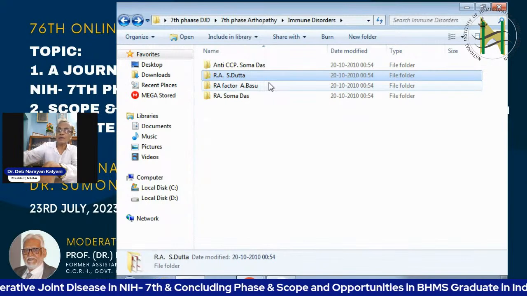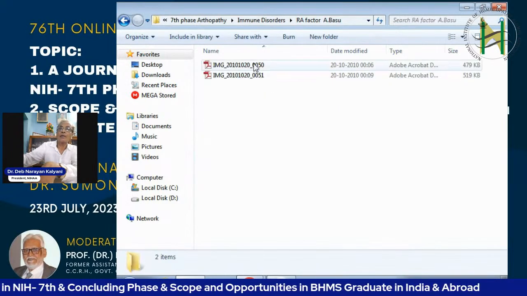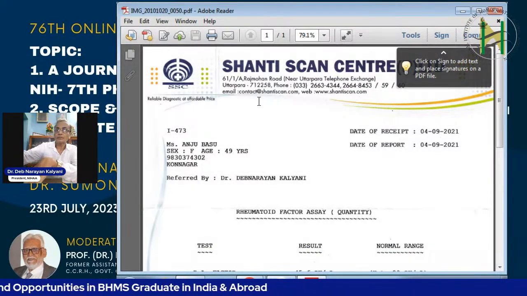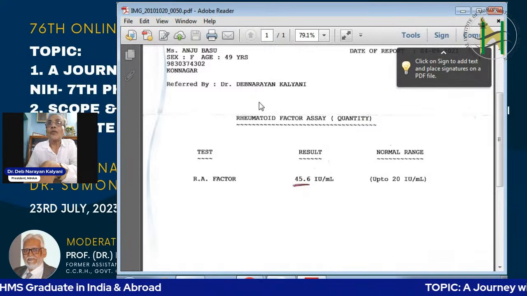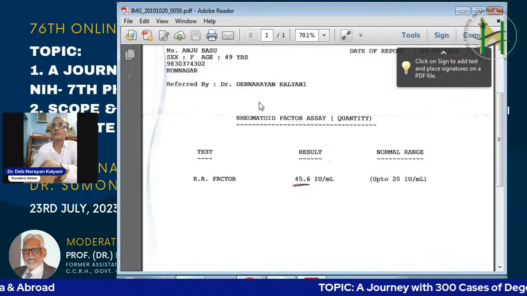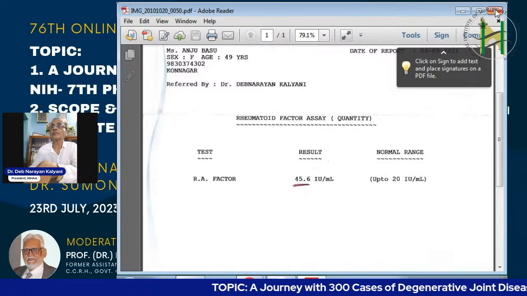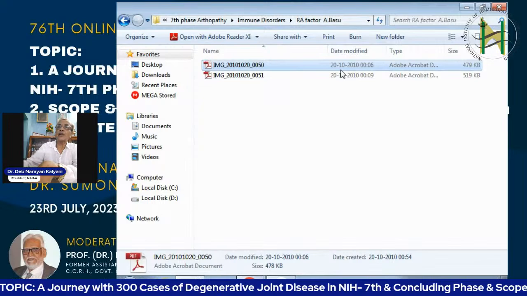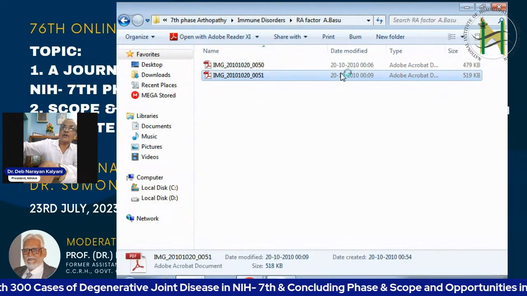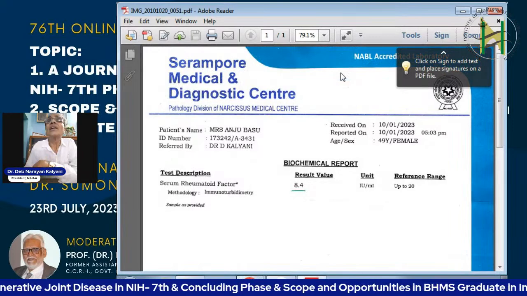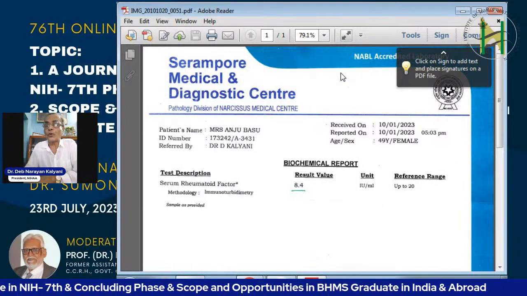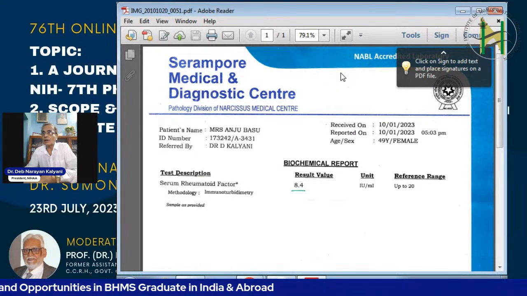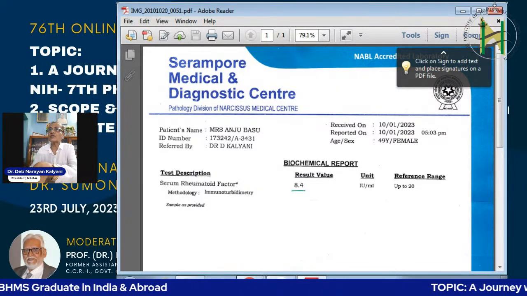Another case, 49. This is a very interesting case, I am telling you. Let me show you the reports first. 8.4. In a very short period, see 10-1-1-23, and treatment was started.